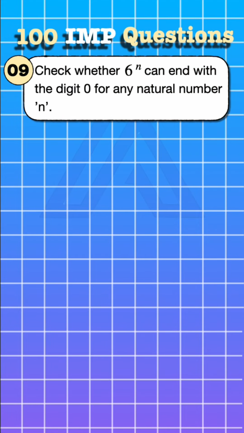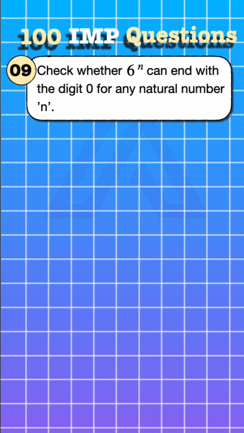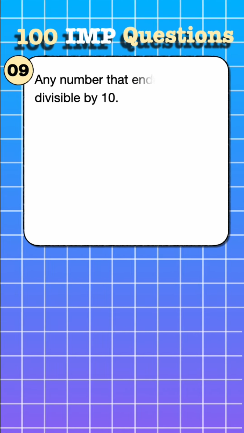Let's start 100 question series. Question number 9. Check whether 6 to the power n can end with the digit 0 for any natural number n. Okay, let's start. So as you know that any number that ends with 0 is divisible by 10.